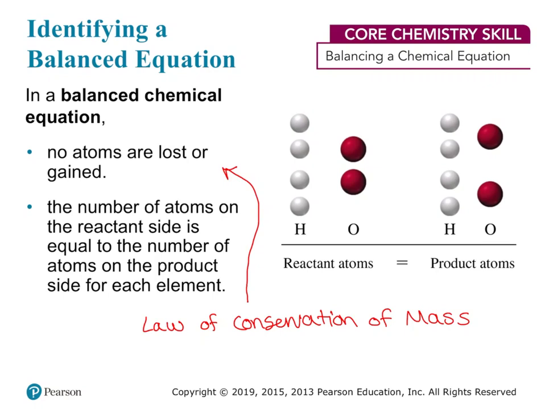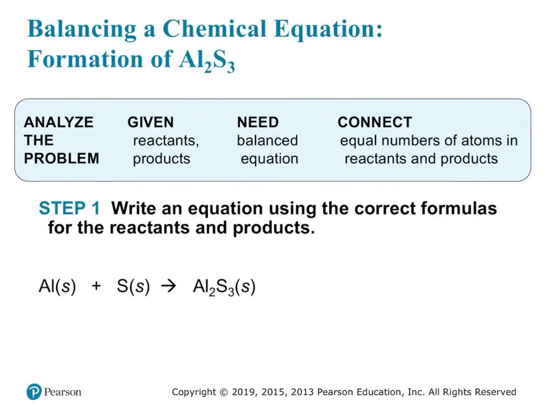So for example, if we start a reaction with 4 hydrogen atoms and 2 oxygen atoms, we have to have that same number of atoms on the right-hand side. So we still need to have 4 hydrogen atoms and 2 oxygen atoms. So that would be called a balanced chemical reaction or a balanced equation. So let's practice balancing a chemical equation.